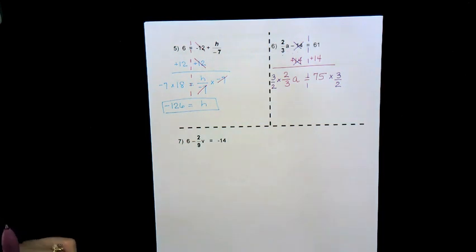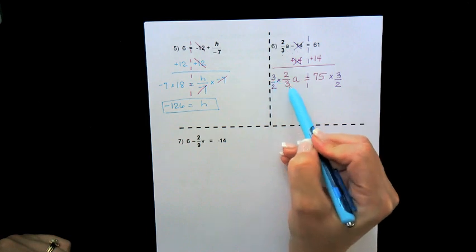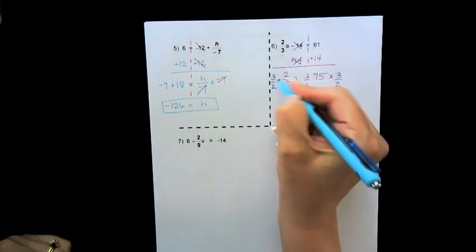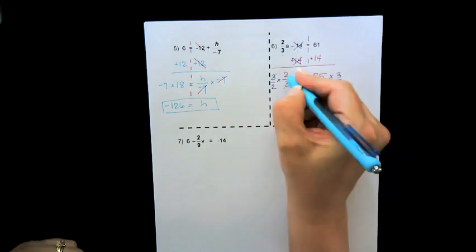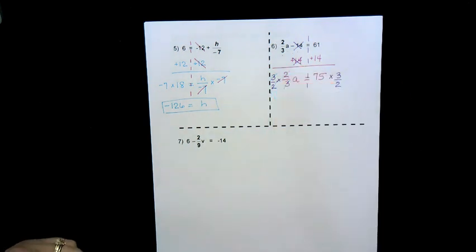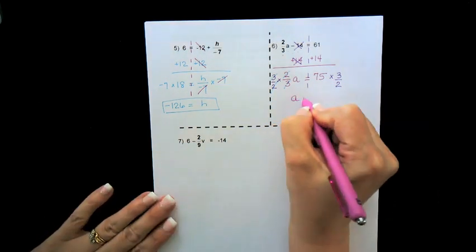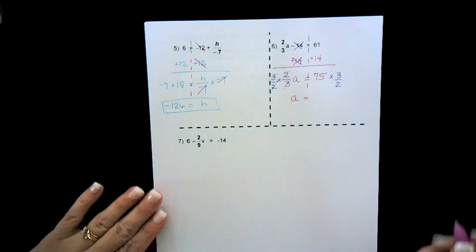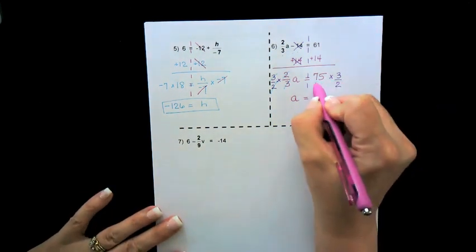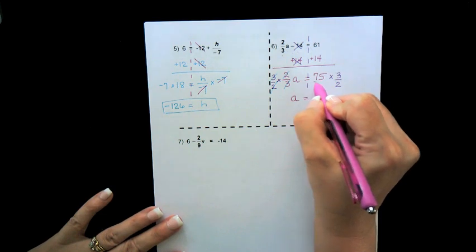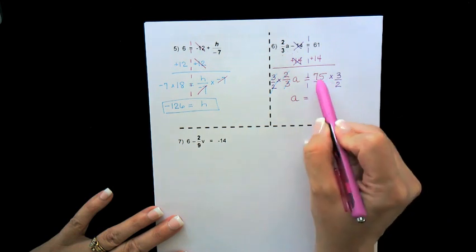Now, watch how this works. I see multiplying by 3, dividing by 3. Those cancel. Multiplying by 2, dividing by 2. Those cancel. And that's how I'm left with just a single a over here. Now, on the right side, I want you to think of this 75 as 75 over 1.